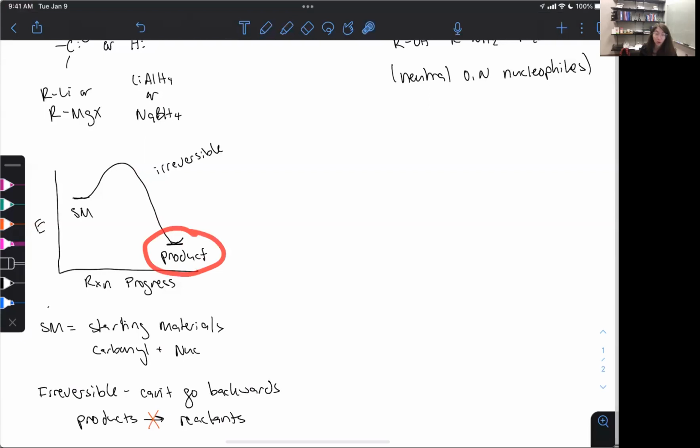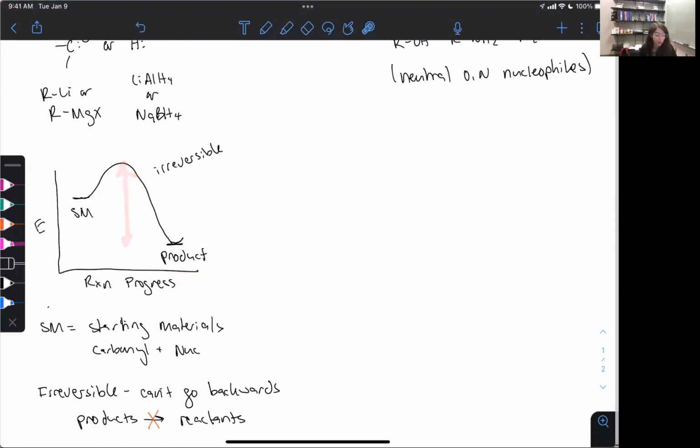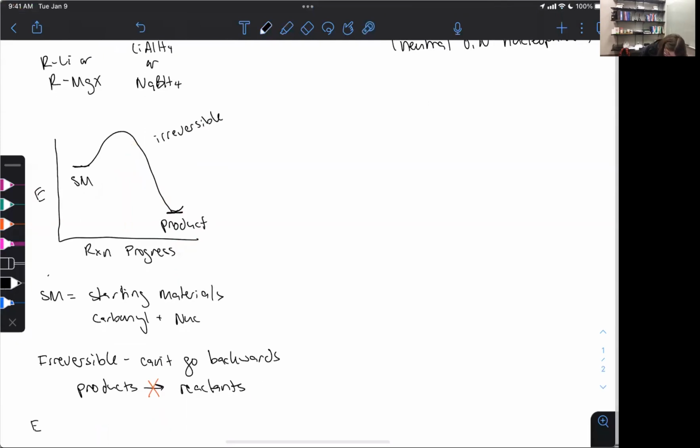We're talking about if you're trying to get back to the carbonyl without a leaving group, like say you're adding to an aldehyde or something. You cannot do that because this energy barrier is going to be too great to overcome. So let's just write that down. Energy difference is too great.